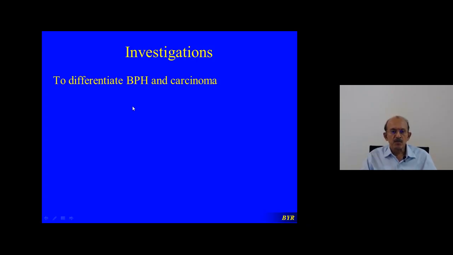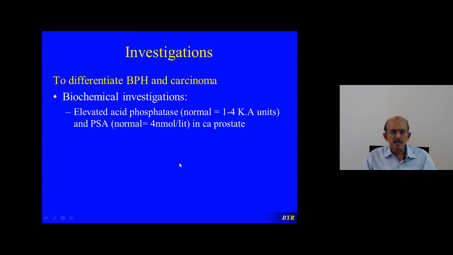Then investigations to differentiate BPH and carcinoma. Biochemical investigations: there is elevated acid phosphatase. Normal is 1 to 4 King Armstrong units. It will be elevated. And the more useful test is the PSA, prostate specific antigen test. This is elevated in carcinoma of the prostate. The normal is 4 nanomoles per liter. It is elevated in carcinoma of the prostate.